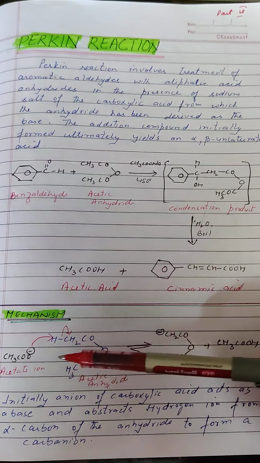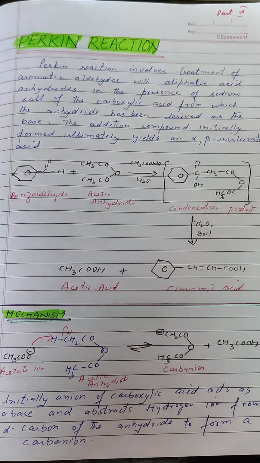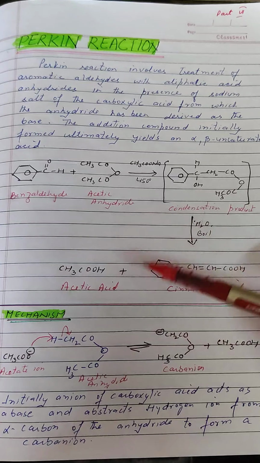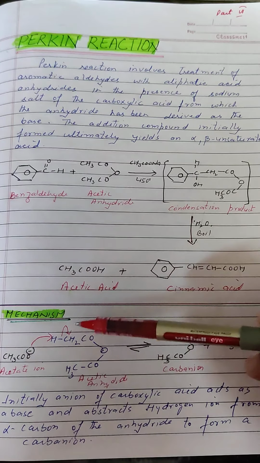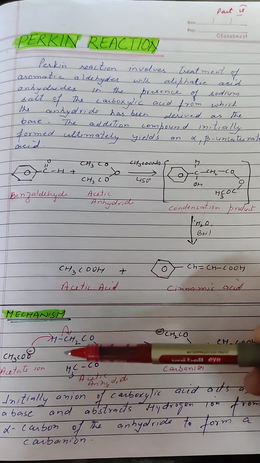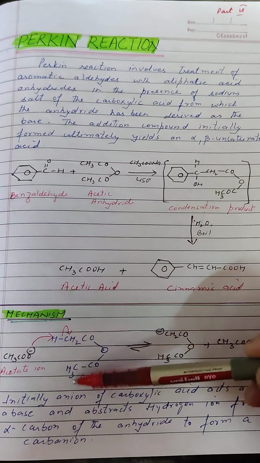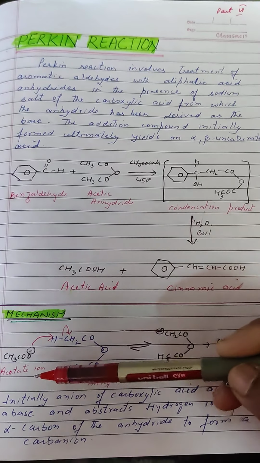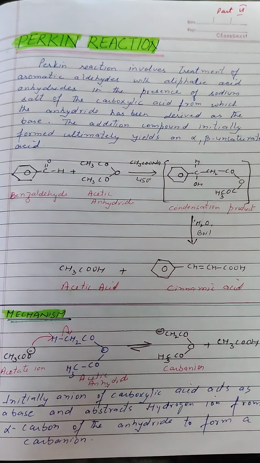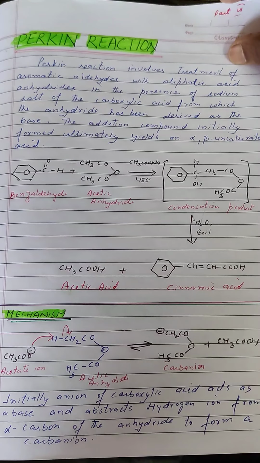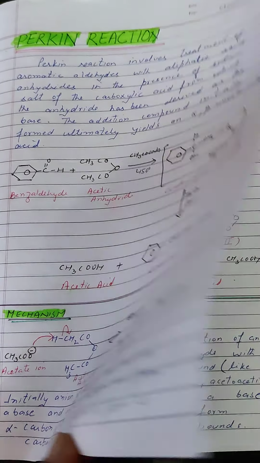The weak base, that is sodium salt of acetic acid, abstracts one hydrogen from the acetic anhydride. So the acetic anhydride, whatever we are using, should have alpha hydrogens, because these alpha hydrogens are highly acidic in nature, as we have discussed in our last 2 lectures. So the base will abstract one of the alpha hydrogens from the acetic anhydride and it will result in the formation of a carbanion of the acetic anhydride.